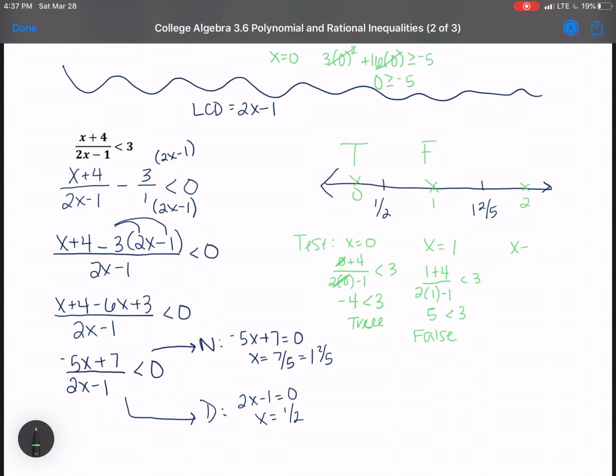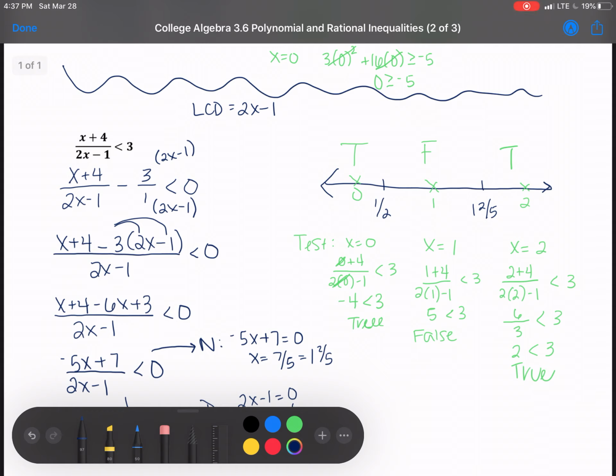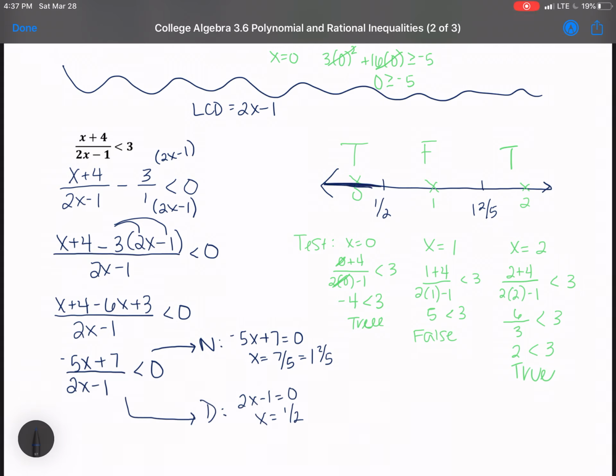And x equals 2. 2 plus 4 over 2 times 2 minus 1 is less than 3. 2 plus 4 is 6, and 2 times 2 is 4, minus 1 is 3. And 6 divided by 3 is 2, which is less than 3, so this is true. So we can go in and shade where our true values are.